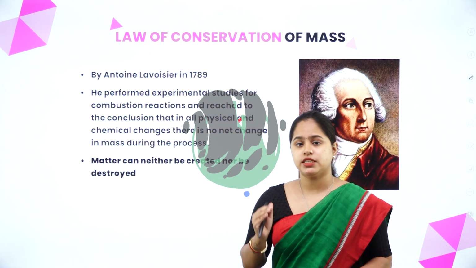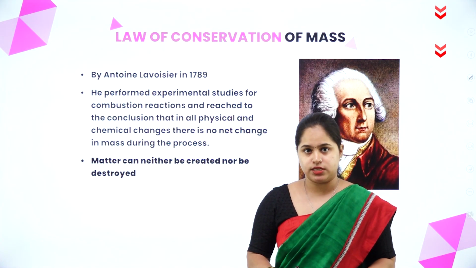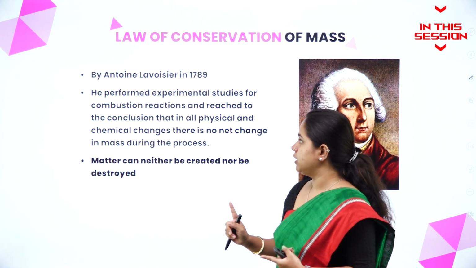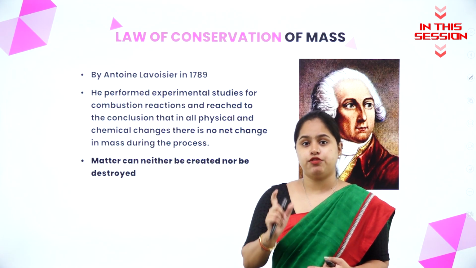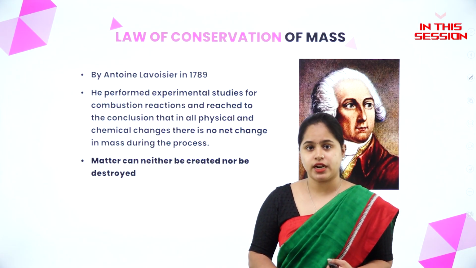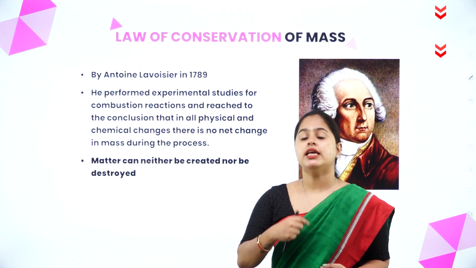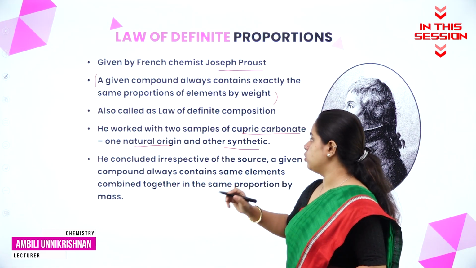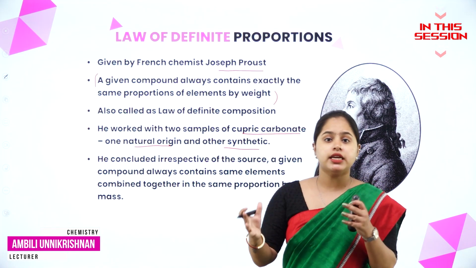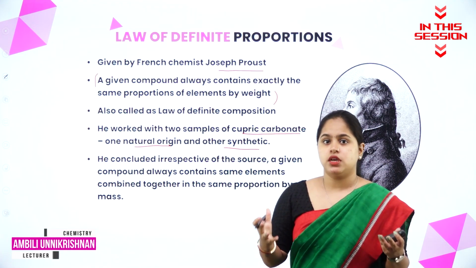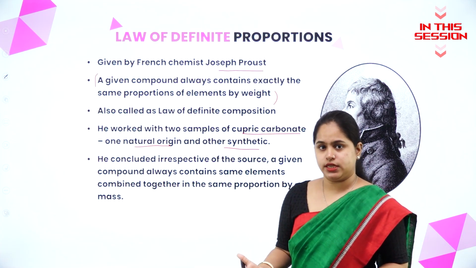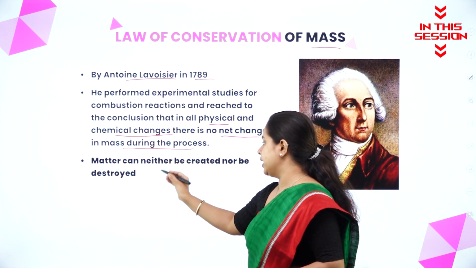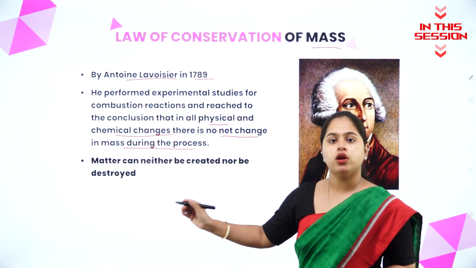What you have to keep in mind while studying all these 5 laws is that first you have to remember the name of the scientist who proposed it. Second, you need to be able to define or state the law, right? And you should be able to illustrate it with an example. From whichever source, whether it is the natural origin or the synthetic origin, the ratio between the atoms will always be a constant. The statement for the law of conservation of mass is, matter can neither be created nor be destroyed.